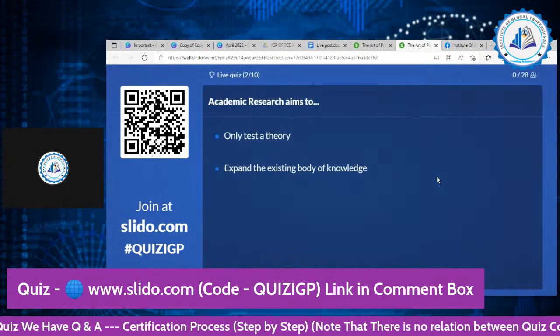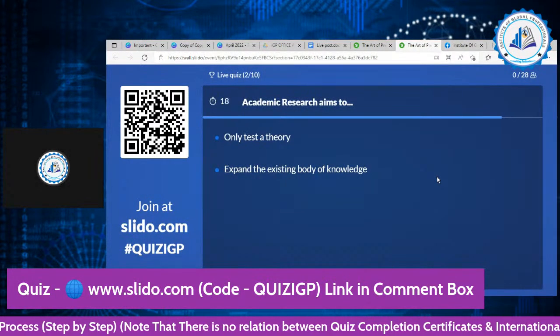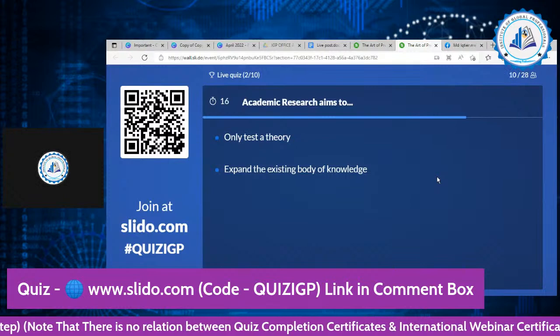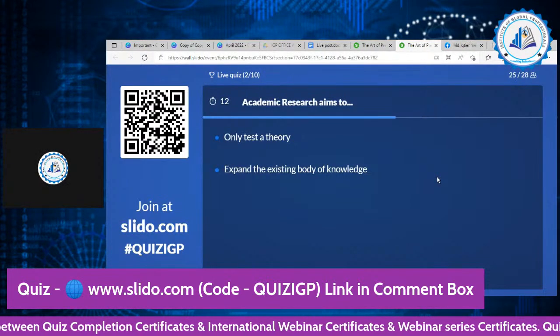Our next question is: academic research aims only to test a theory or expand the existing body of knowledge.